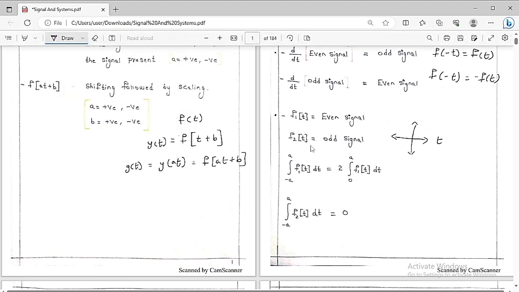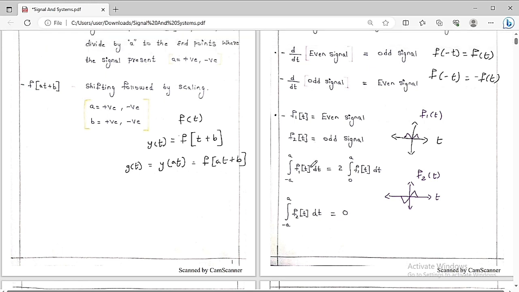This is basically some signal, and this is an even signal, whereas the other one is an odd signal. You can see quite clearly from the picture. In the first case, this is an example of f1 of t, and this is an example of f2 of t. Therefore we can simply say that f1 of t is an even signal and f2 of t is an odd signal.